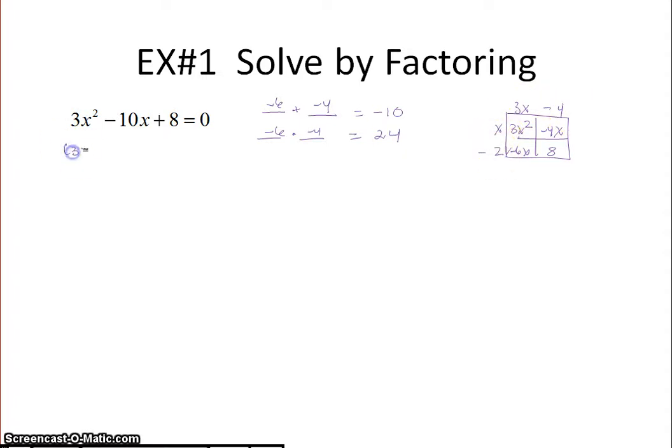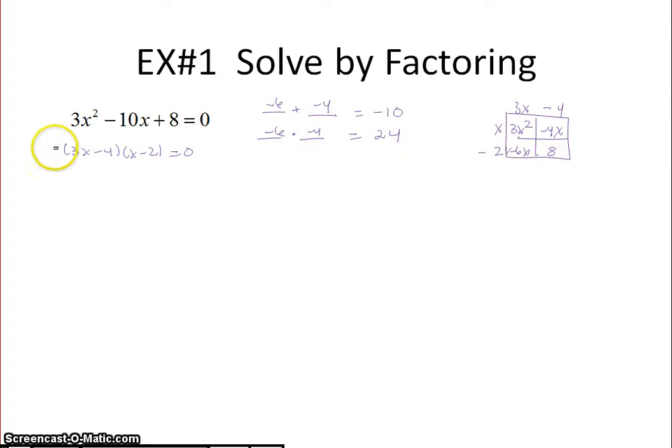So this factors as 3x minus 4 times x minus 2 equals 0. And you really should double check that you get it. So you do 3x times x is 3x squared, x times -4 is -4x, 3x times -2 is -6x, and -2 times -4 is 8. So I get 3x squared on the diagonal, -10x plus 8, which is what we wanted.